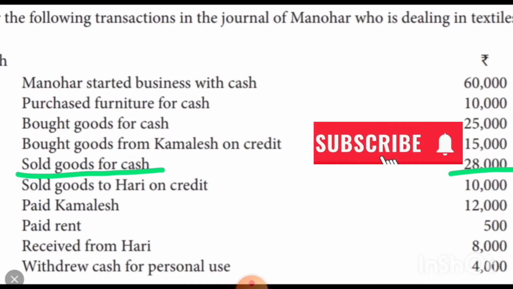What is the next transaction? On 8, sold goods for cash rupees 28, right? Okay. Now you are selling the goods. In the course of business, you are selling the goods.